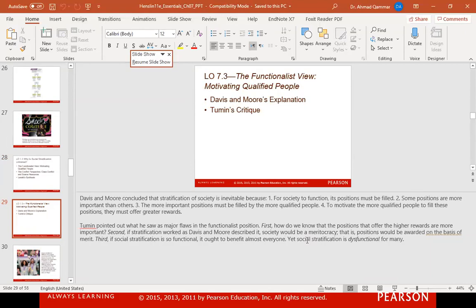The first one is, how do we know that the positions that offer higher rewards are more important? Davis and Moore said that people who are better, who are highly qualified, they get better positions, and since they occupy better positions, they deserve better rewards, right? So Tumin says, how do we know which position is better and which is not?